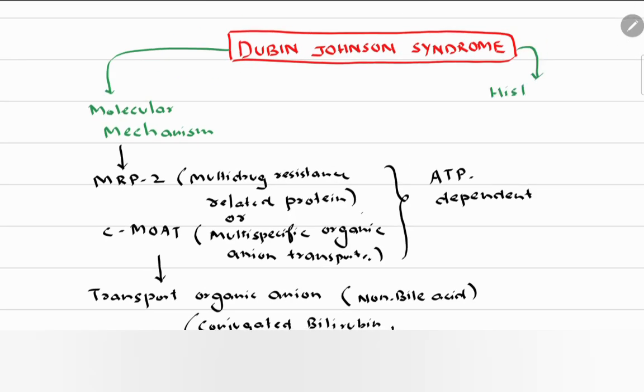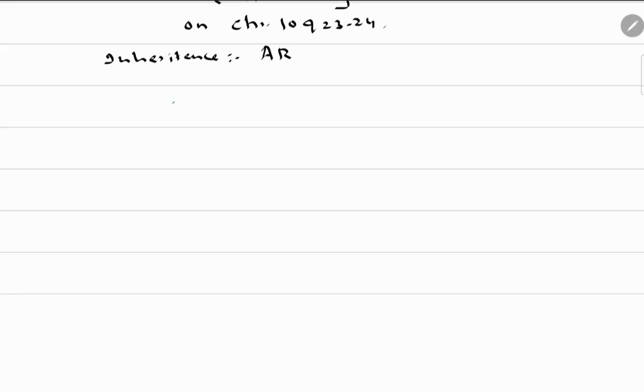Now, coming to the histological features of Dubin-Johnson syndrome. In Dubin-Johnson syndrome, you can find black liver because of epinephrine metabolites that are deposited inside the lysosomes. Now, coming to cross-sectional imaging in Dubin-Johnson syndrome, that is CT scanning. On CT image, you can see high attenuation of liver.